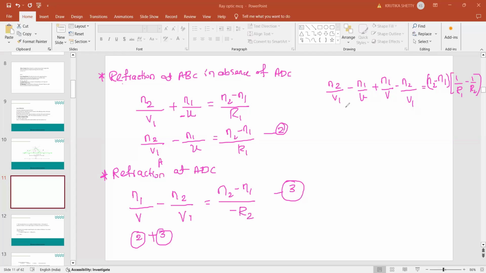Yes, right. N2 by V1, you can see it will get cancelled, students. So N2 by V1 will get cancelled. So now, what is remaining? That is N1 by V minus N1 by U, which is equal to N2 minus N1 inside the bracket, 1 by R1 minus 1 divided by R2.